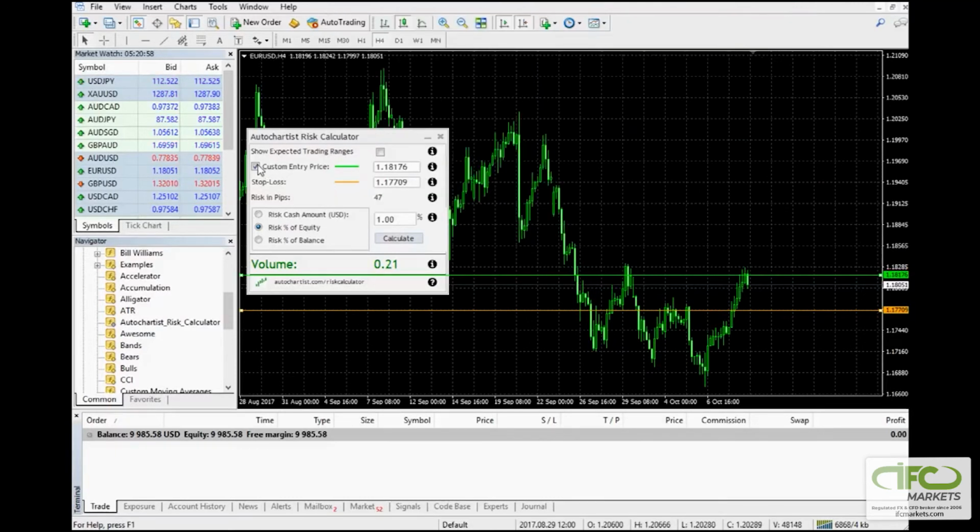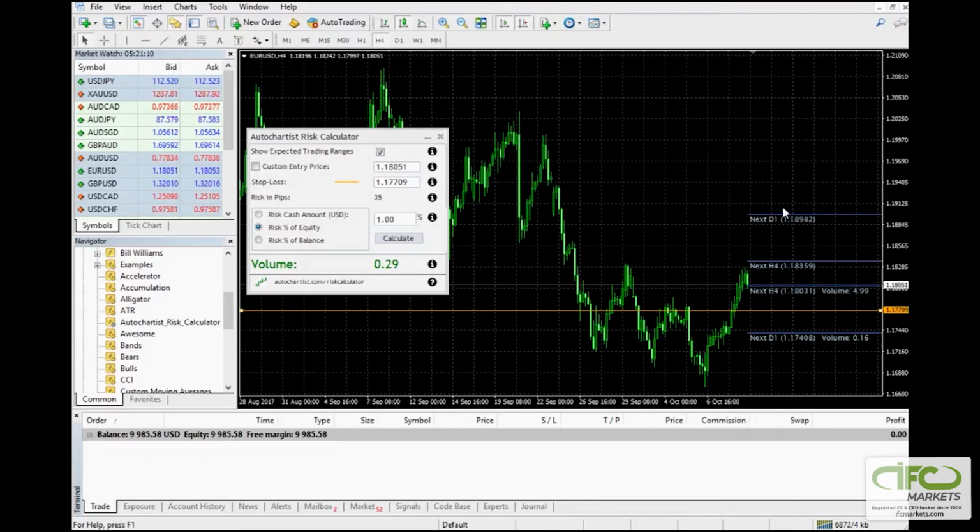The risk analyzer is also integrated with Autochartist's volatility analysis data. This means that if you tick the Show Expected Trading Ranges checkbox, you'll get the expected trading ranges along with the position sizes for the different levels. This allows you to not only consider your trading strategy for stop loss levels, but also the expected price volatility.